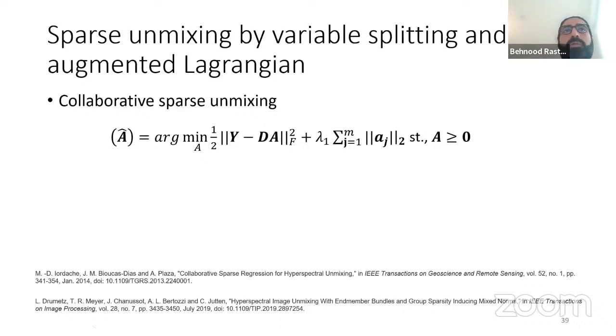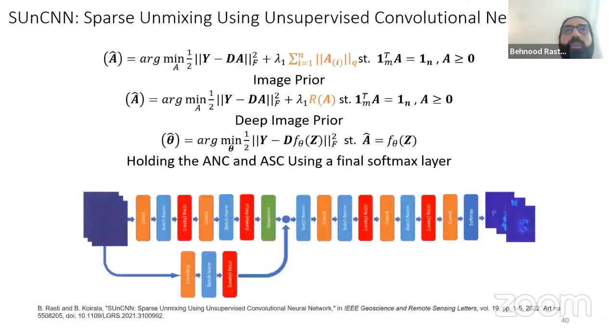Let's call it collaborative sparse unmixing. And then later on, recently we proposed SunCNN, sparse unmixing using unsupervised convolutional neural network, and it's in this paper.